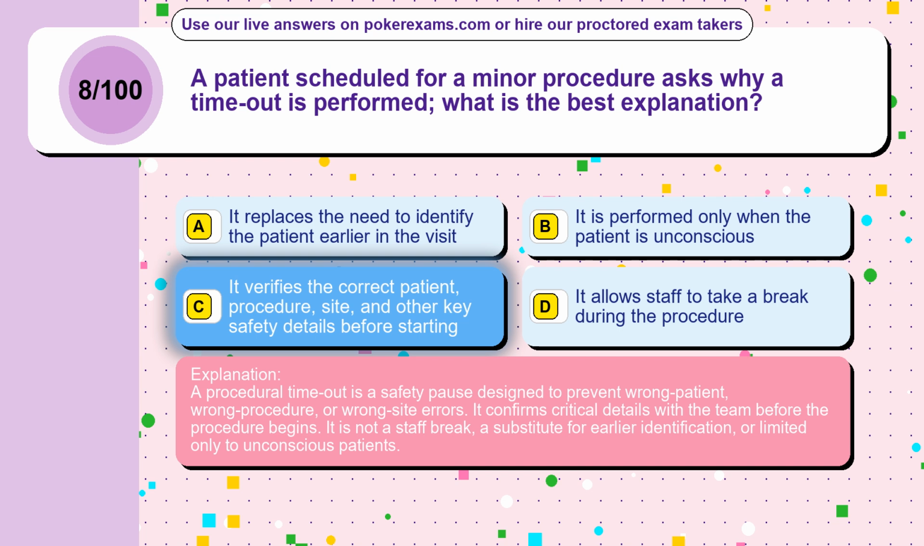A procedural timeout is a safety pause designed to prevent wrong patient, wrong procedure, or wrong site errors. It confirms critical details with the team before the procedure begins. It is not a staff break, a substitute for earlier identification, or limited only to unconscious patients.